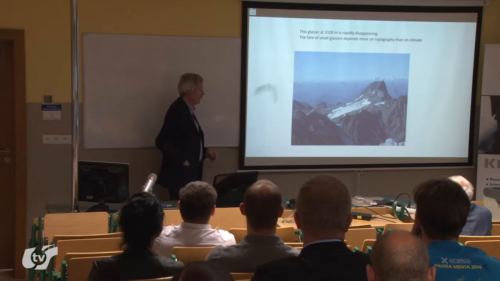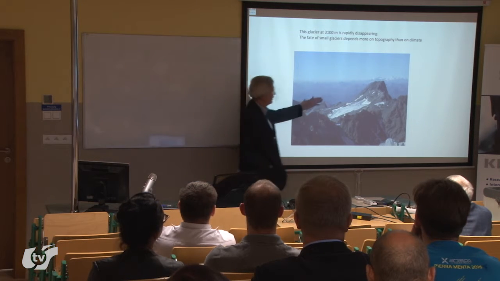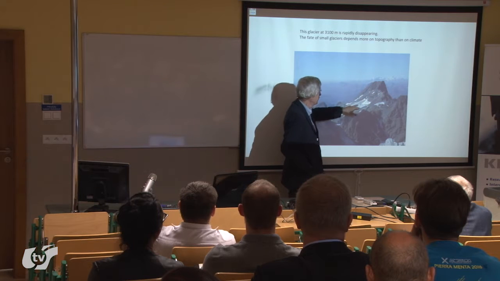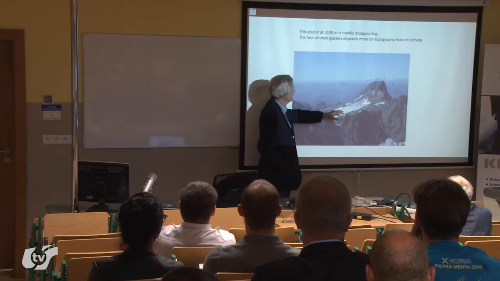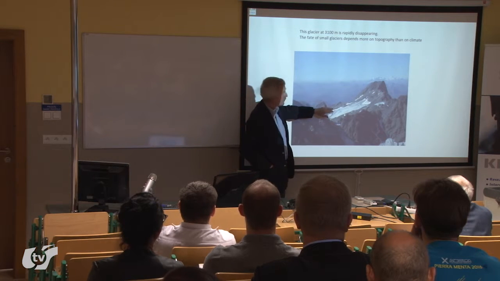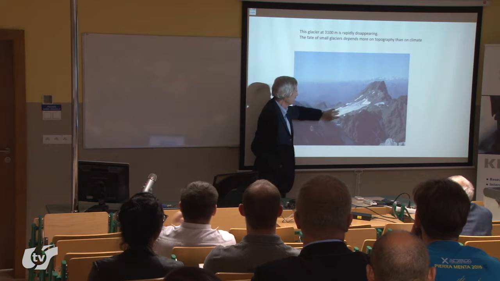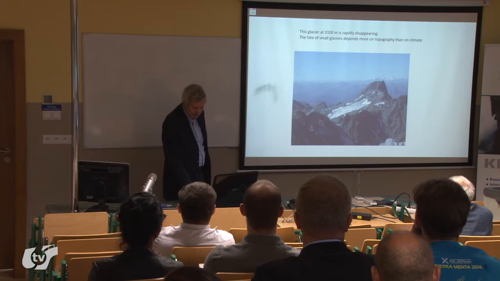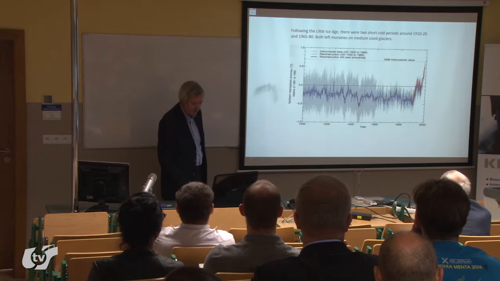On the other hand, if you do not have the cirque walls, then you do not get this multiplication. You simply get some avalanches from above, and that is why even at an elevation of 3,100 meters, this glacier is now rapidly decaying. So that is an explanation for the different behavior among the very small glaciers.